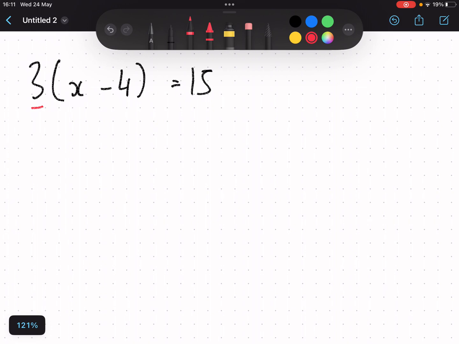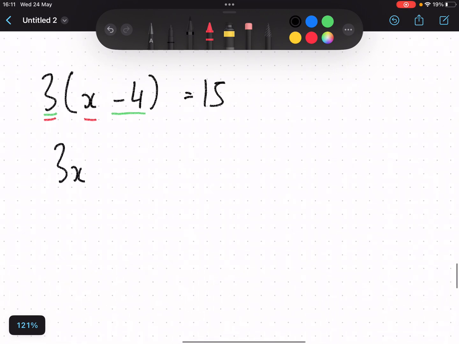Remember, to do this, you multiply 3 by x, which is 3x, and then don't forget to multiply 3 by the minus 4 as well. So 3 times minus 4 is minus 12, and then that's equal to 15. So the 3 gets multiplied by both numbers inside the bracket. So 3x minus 12 is equal to 15.